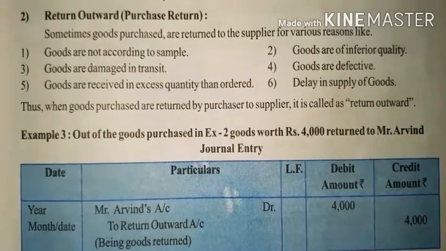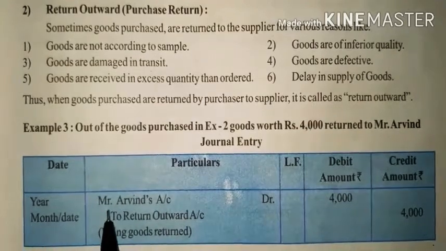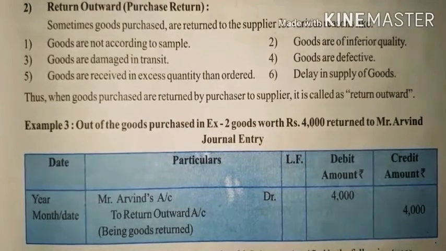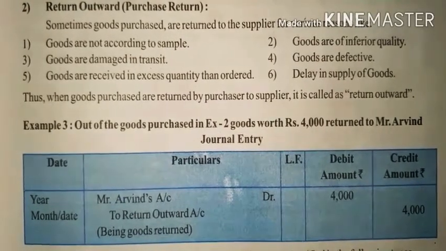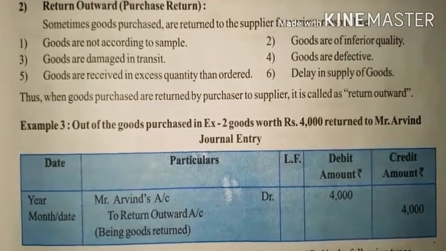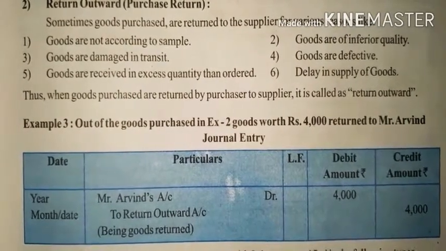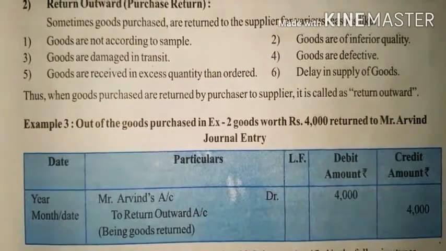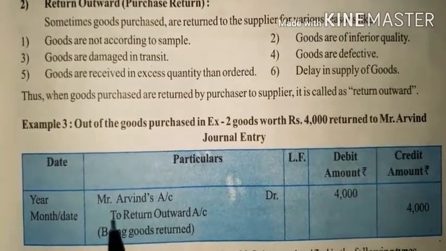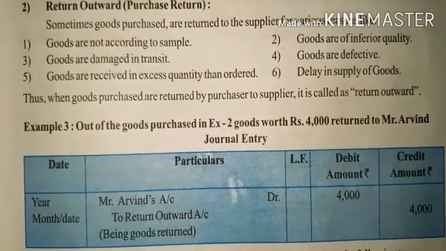So let's see the effect in the journal. The year, month or date of the transaction goes in the date column. Mr. Arvind's account. Why is Mr. Arvind's account being affected as debited? Because goods are being returned back to Mr. Arvind, so Mr. Arvind is the receiving party. That is why his account is going to be affected as a debit, because goods are returned back to him. So you have to write down Mr. Arvind's account debit and the amount in the debit column.